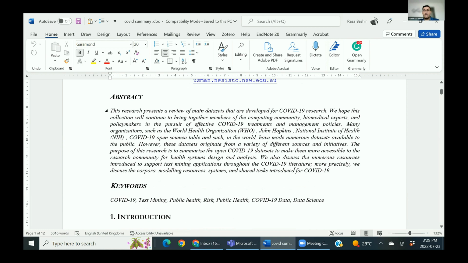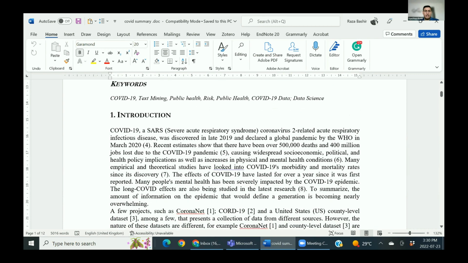We will discuss numerous sources introduced to support text mining applications throughout the COVID-19 literature. We discuss corpora, modeling resources, systems, and shared tasks introduced for COVID-19. So this is basically our introduction.